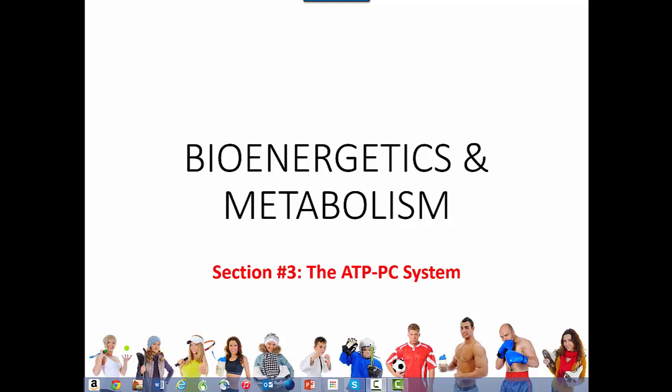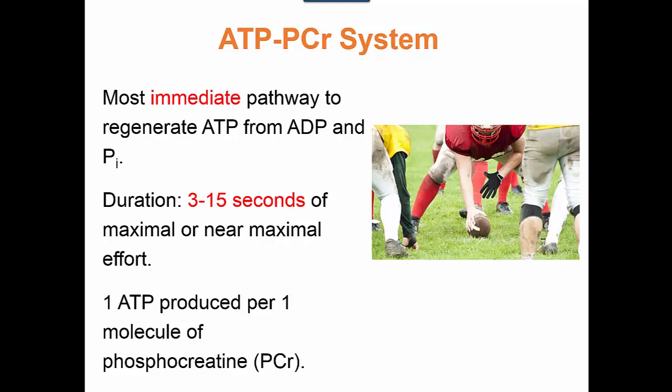All right, let's look at the ATP phosphocreatine system. The ATP phosphocreatine system is going to be the most immediate energy system that we use to produce ATP. When you look at activities that use this energy system, you see the image that I have here. Football, any kind of strength and power sport will primarily use this energy system. So we think about football, baseball, even basketball will use this energy system. Any activity where you need explosion for a very short duration.